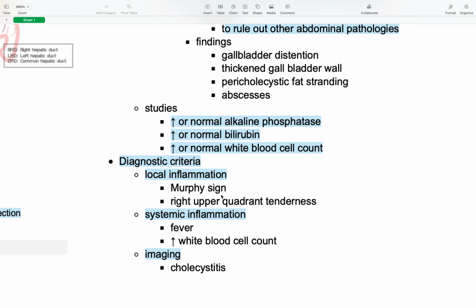So there is local inflammation. Your physical exam and your history are very important in this case. Murphy sign, right upper quadrant tenderness, along with systemic inflammation that may come up as fever or high white blood cell count, and the imaging with the ultrasound may show you cholecystitis.